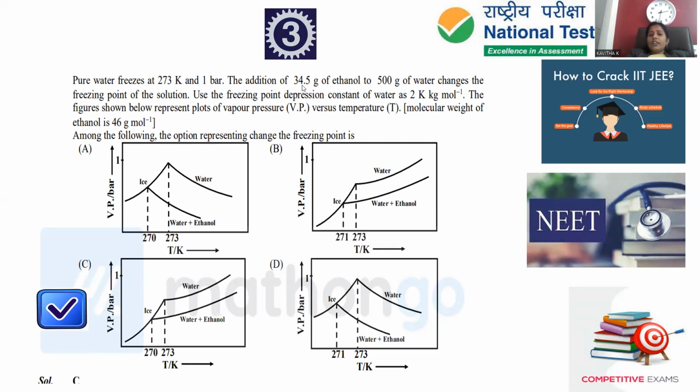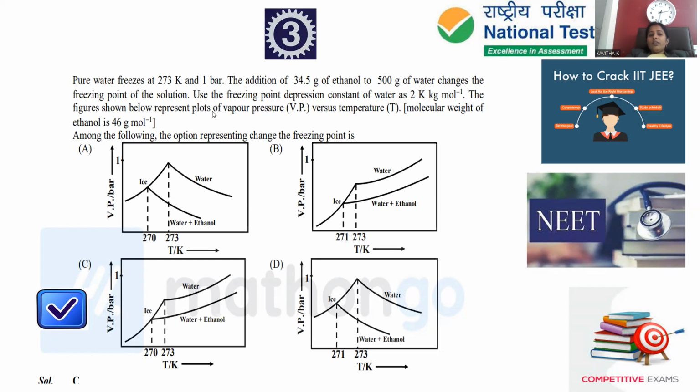The addition of 34.5 grams of ethanol to 500 grams of water changes the freezing point of the solution. Generally pure water freezes at 273 Kelvin, but we are adding ethanol, so whenever ethanol is added, its freezing point changes. Use the freezing point depression constant of water as 2 kilogram per mole. Kf denotes the freezing point depression constant.